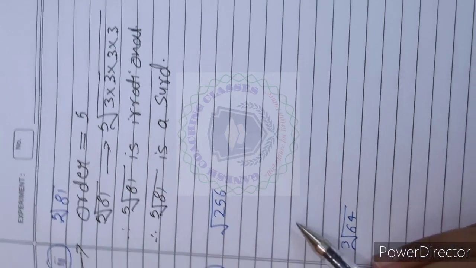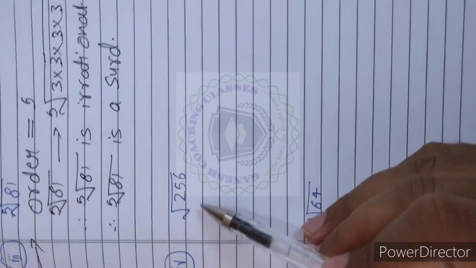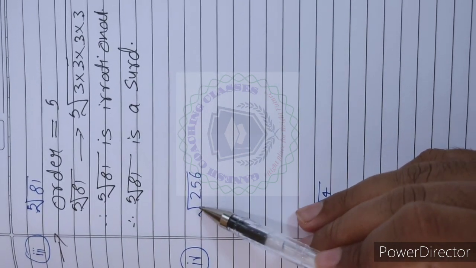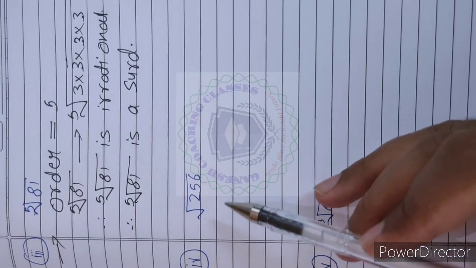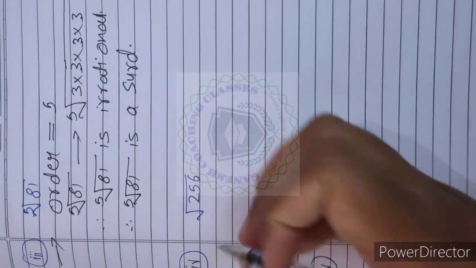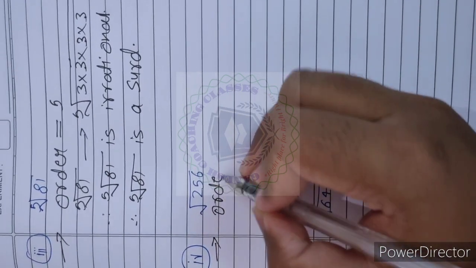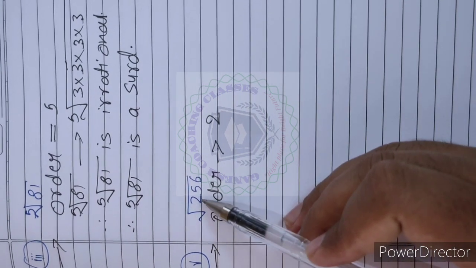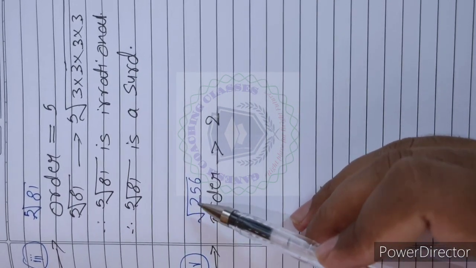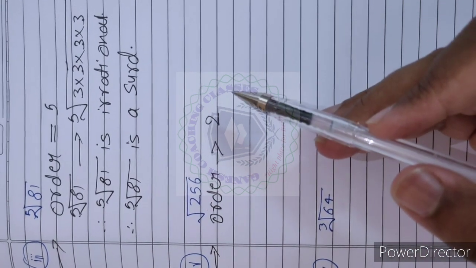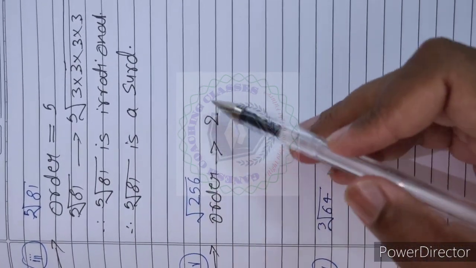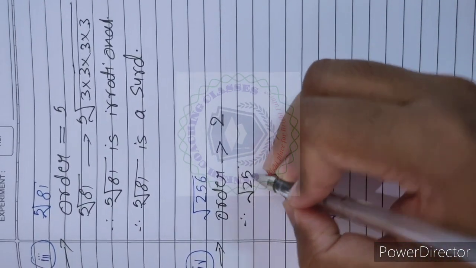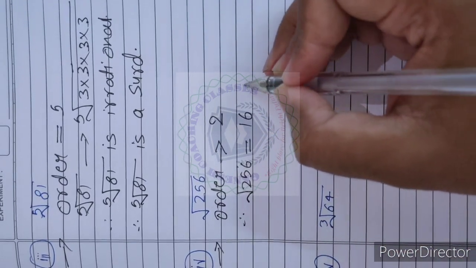Understood. Let's do question number 4. What is given here? Here again the order is not mentioned. When the order is not mentioned, then we will assume that the order is 2. So first of all write the order. Order is 2 because the order is not mentioned here. So we know that the square root of 256 is predefined. What is the value of the square root of 256?